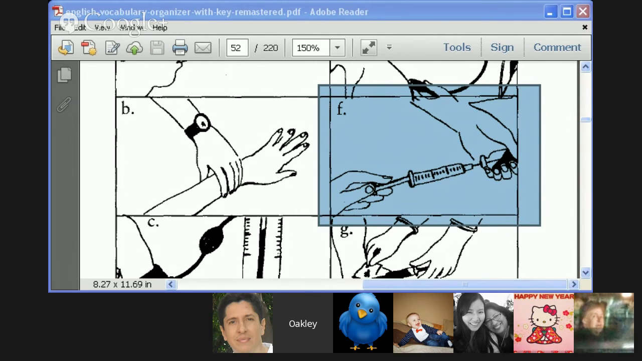What happened to my chat box? Okay, Heidi, do you know what an inoculation is? What's the difference between inoculation and injection? To inoculate, okay, an inoculation is when, like, little children usually get inoculations for measles, polio, diseases like that. So to prevent a disease.